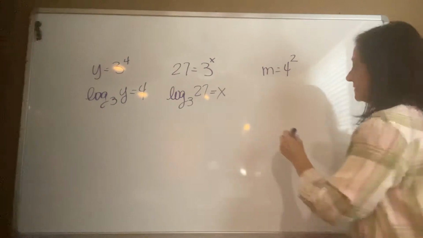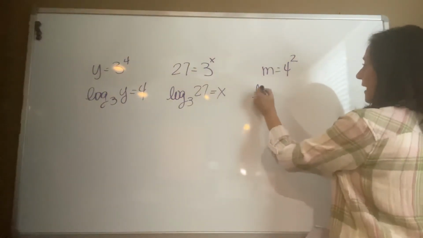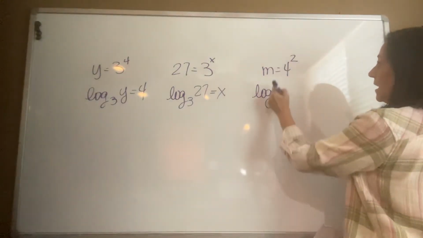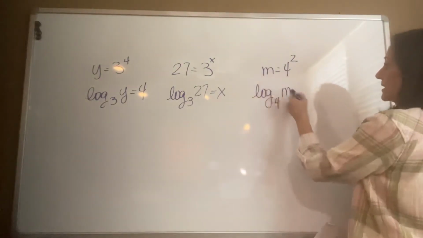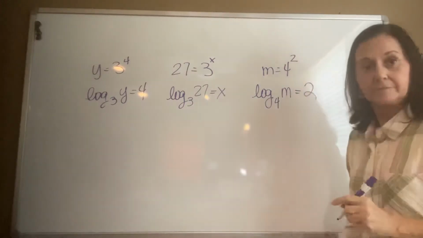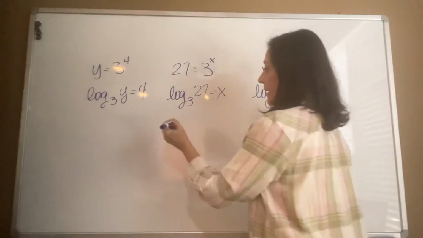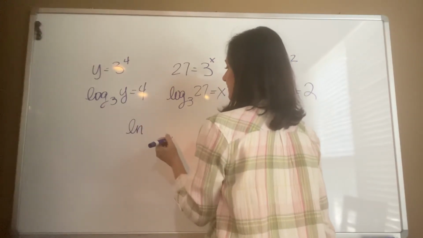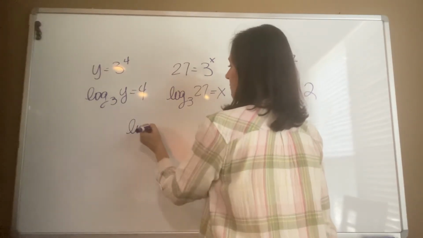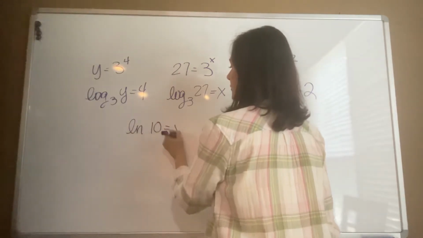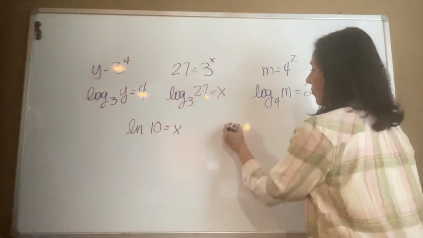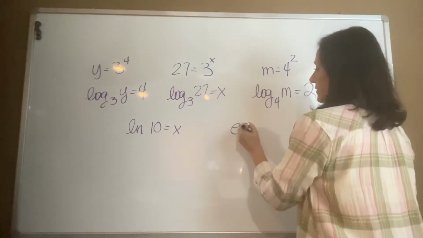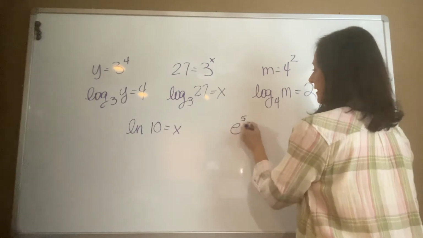You getting this? The last one, log, my base is 4. My solution is m, that's my antilog, equals my exponent 2. Now what if I had ln of 10 equals x, and then what if I had e to the 5th equals y?